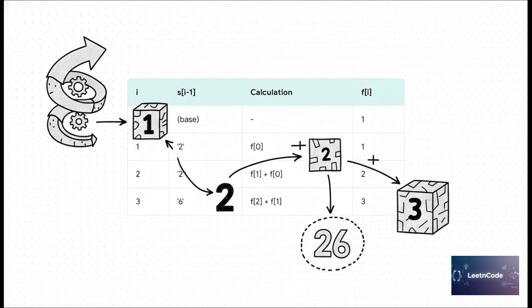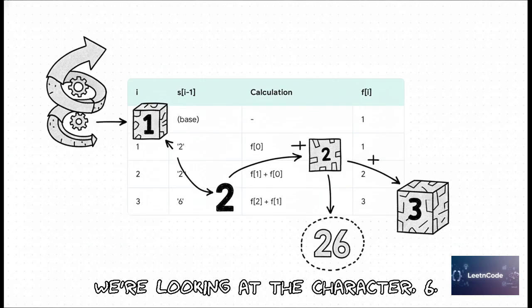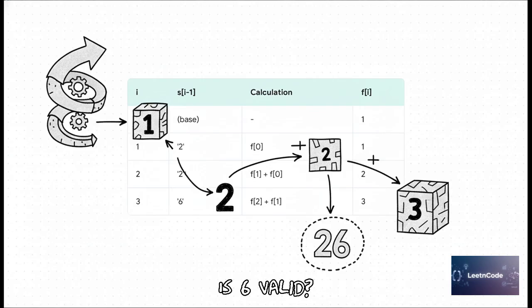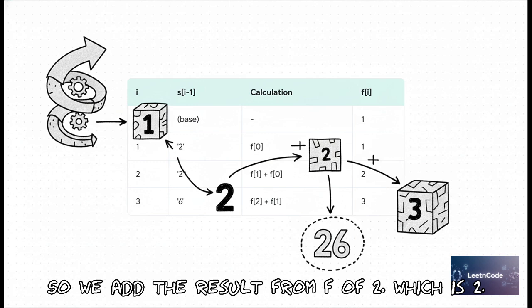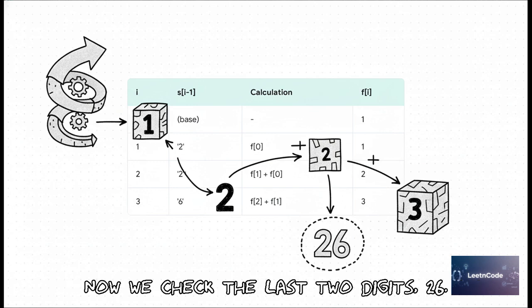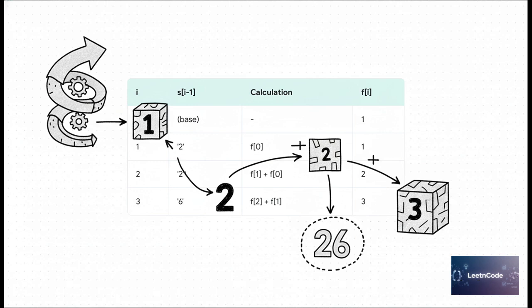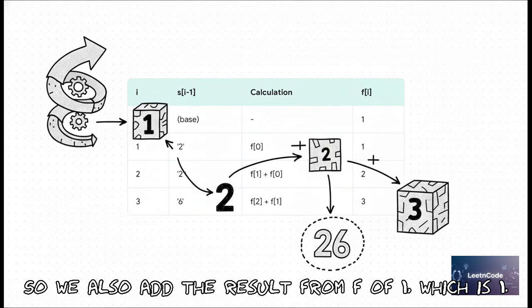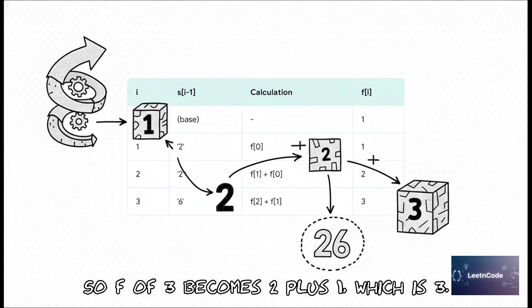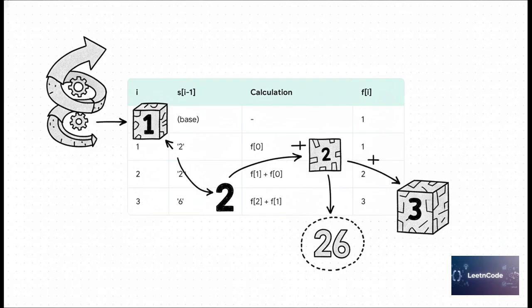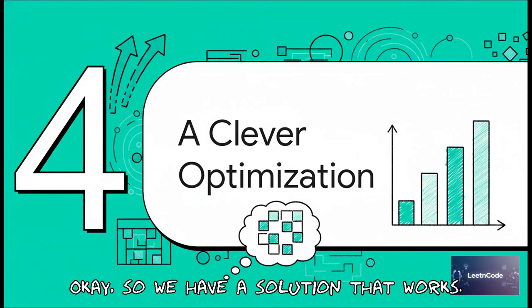Last step, i equals 3. We're looking at the character 6. Is 6 valid? Of course. So we add the result from f of 2, which is 2. Now we check the last two digits, 26. Is that a valid number? It sure is. So we also add the result from f of 1, which is 1. So f of 3 becomes 2 plus 1, which is 3. And that's our answer. It matches what we found by hand. It works. Okay, so we have a solution that works.